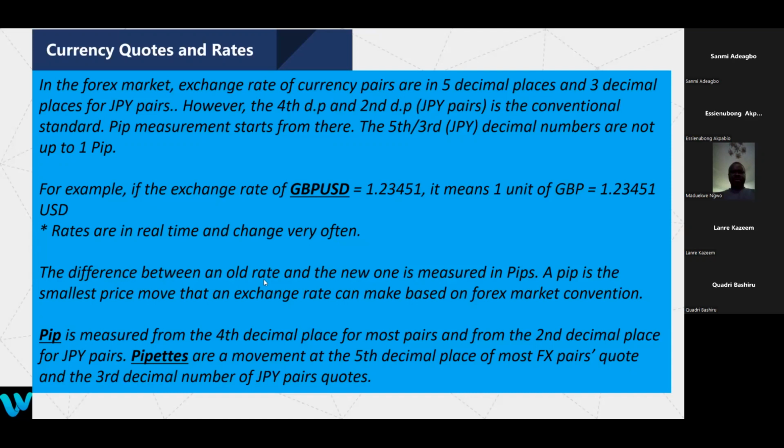The difference between an old rate and the new rate is measured in pips. Definitely you have to have a way to measure this exchange rate when it is changing. Like there is a particular price the GBP US dollar market opened today, and there is a price it is going to open for today. You can measure the difference between those two prices, and that measurement is in pips. Pips is the SI unit of the currency market. That is the standard of measurement.